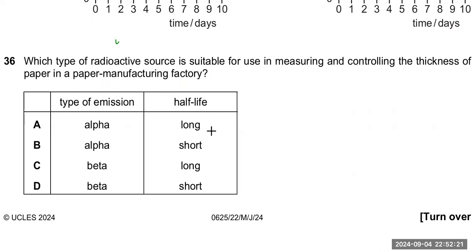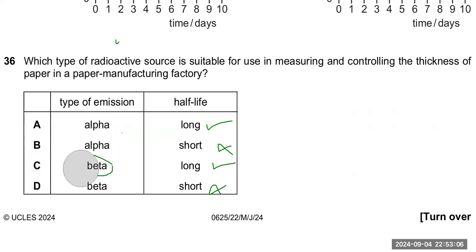So we have two options with a longer half-life. First is this one, second is this one. And a short half-life will be wrong. Okay, so now we have to select the radioactive source which will be more suitable. Then you have to recall the properties of alpha, beta, and gamma. Alpha particles are stopped by the paper, so they are not suitable to measure the thickness. So only the beta particle has the penetrating ability to pass through the paper. That is why we will select this option. Okay.